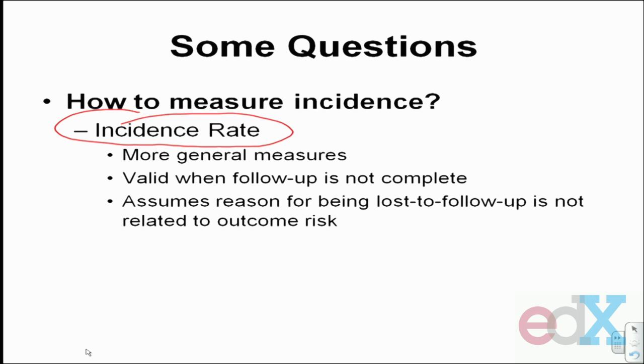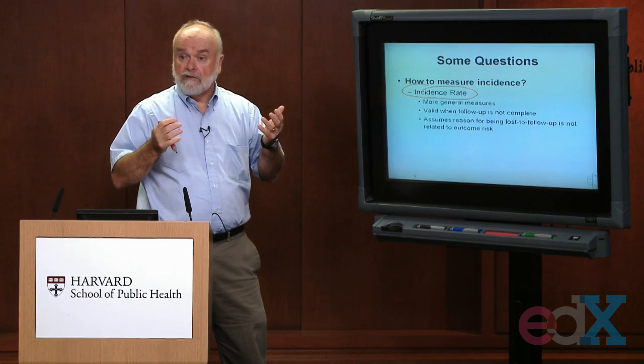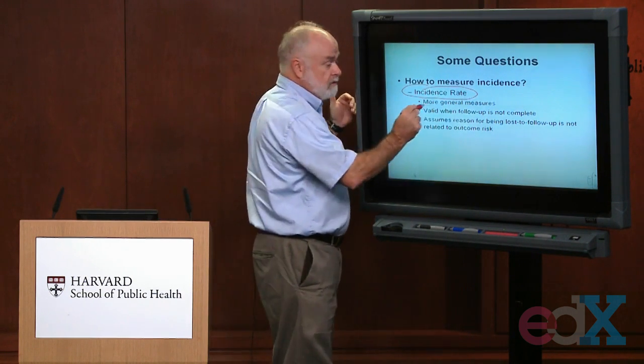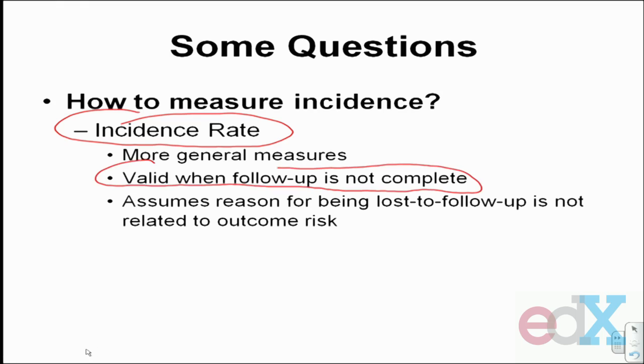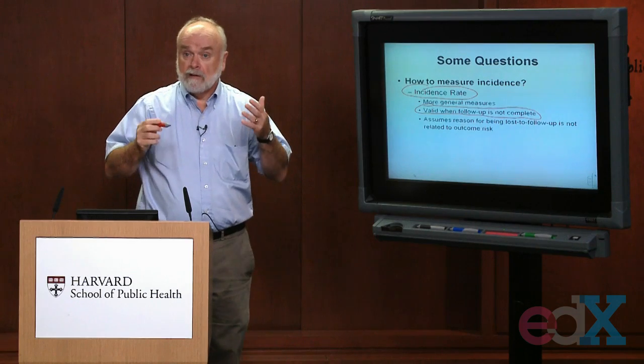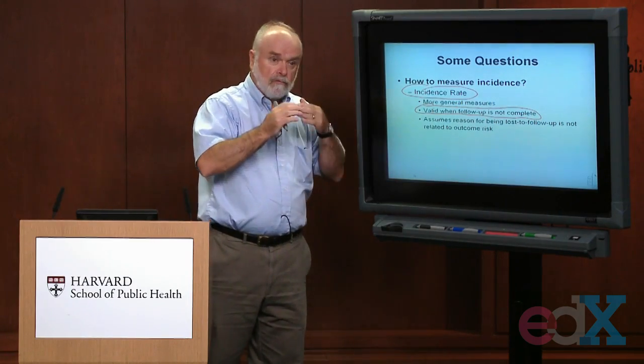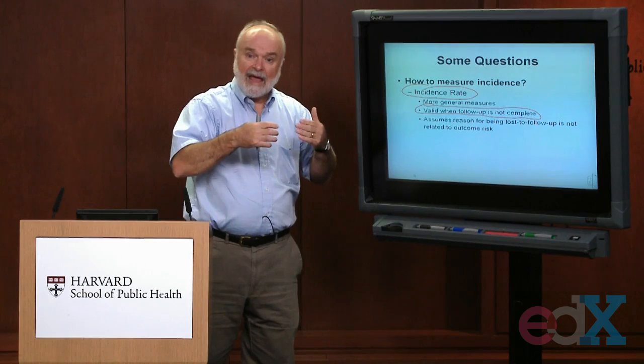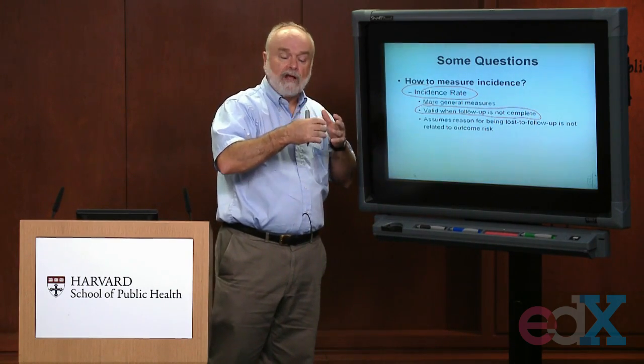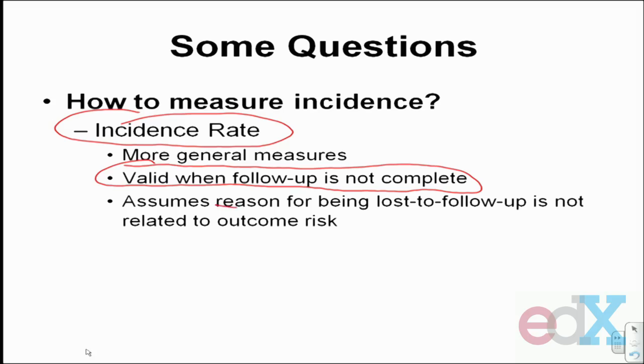They are the more general measure of incidence in cohort studies. They're valid to use in general when you have incomplete follow-up on people. That's due to being lost to follow-up or being losses due to competing risks. There is, though, an assumption that's embedded in an incidence rate calculation that we have to be sensitive to. It's assuming that the reason, say, you're lost to follow-up has nothing to do with your true risk of developing heart disease, that the reason for being lost is not related to your outcome at risk.